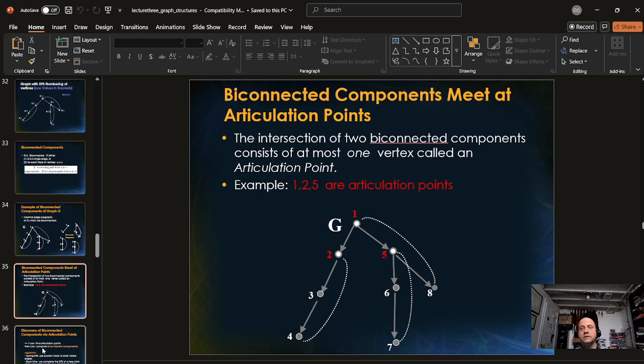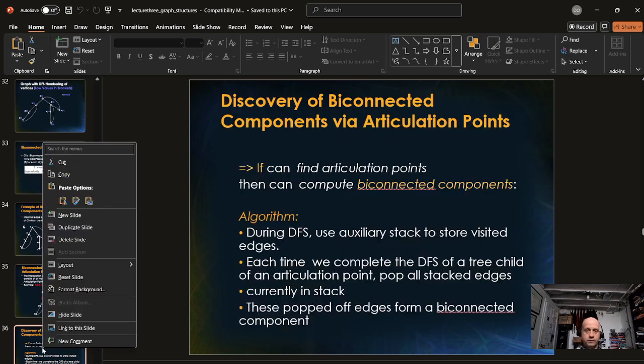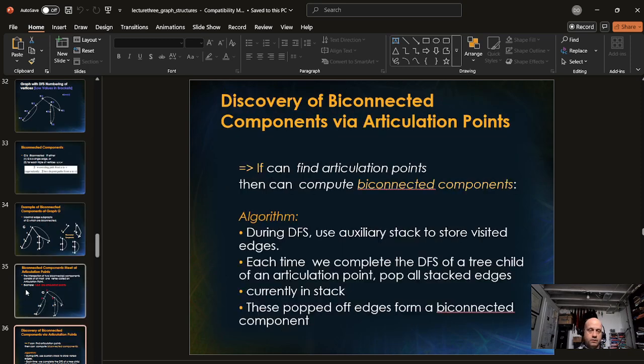Bi-connected components, here they meet at articulation points. The intersection of two bi-connected components consists of, at most, one vertex called an articulation point. Here, 1, 2, and 5 are identified as the articulation points, and these are where... whoops, let me go back here.